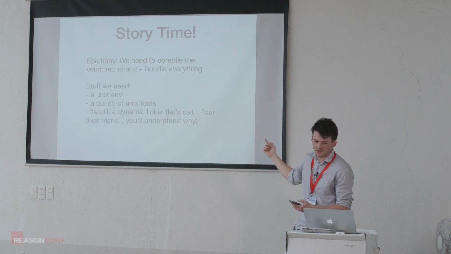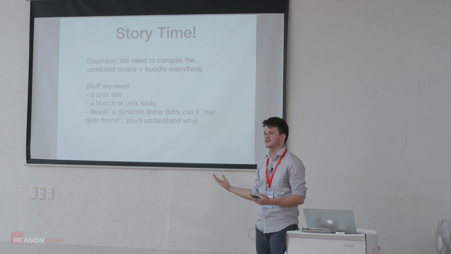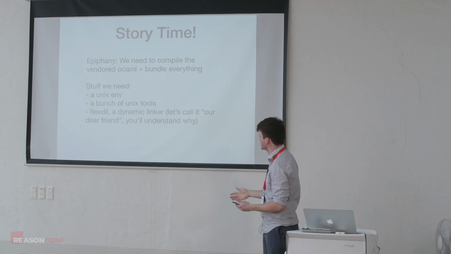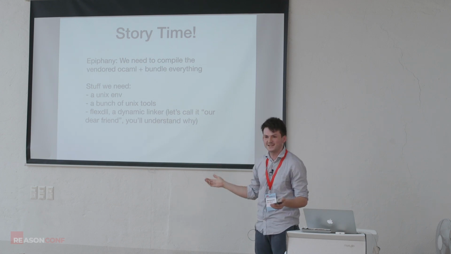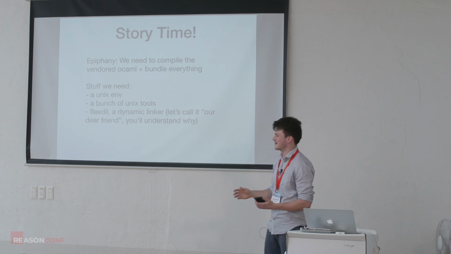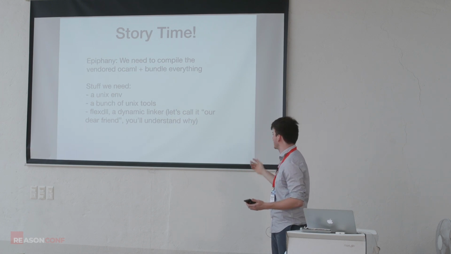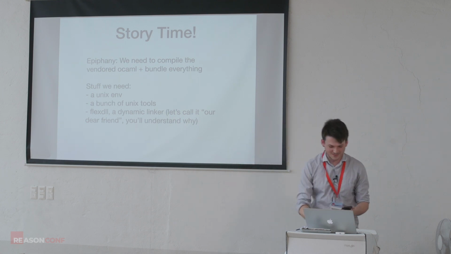So here's a list of the stuff we figured we needed. Took us a really long time to put that list together. But we needed Unix env to compile OCaml on Windows. We need a bunch of Unix tools. For those who don't know, it's stuff like GCC and its libraries and stuff like that. You know, you take it for granted, but they don't come on Windows. And then we need a dynamic linker. And we'll call that guy our dear friend, because I'll come back later.